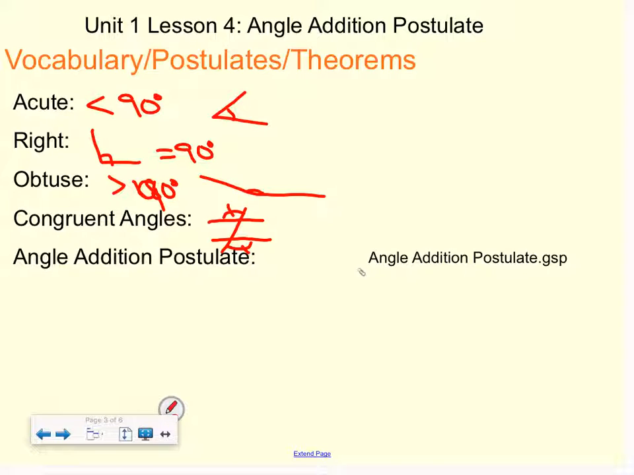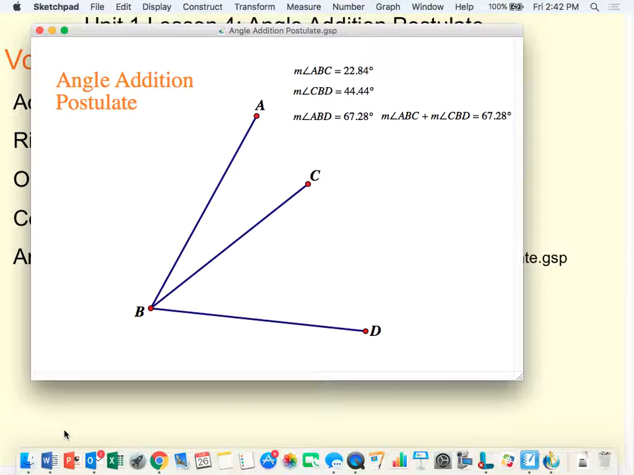Alright, the angle addition postulate. Again, we're going to use Geometer Sketchpad here to take a look at what's really going on. We've got the measure of angle ABC right up here. That would be this angle. And then we've also got the measure of angle CBD, this angle right here. We've got those measured, and then we've got the entire angle, ABD. Right now it's 67.28. And like before, we've calculated the two angles above, and sure enough, it turns out to be the same as angle ABD. The question is, will that always be the same?